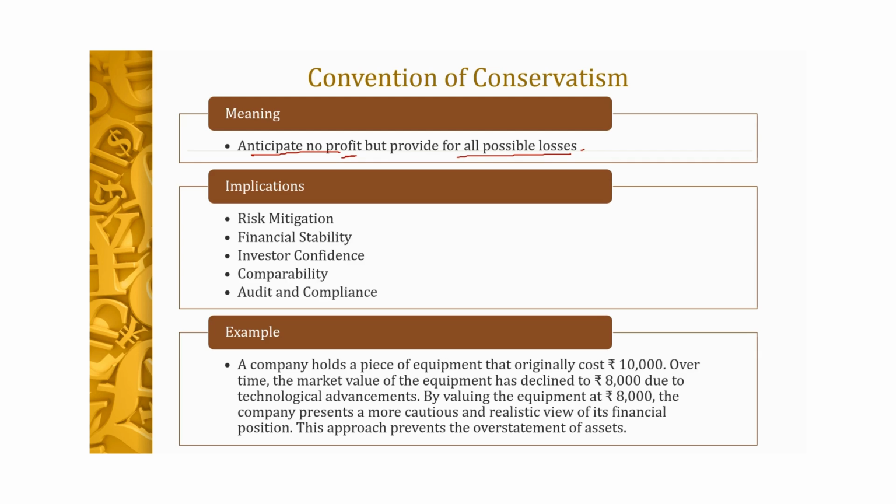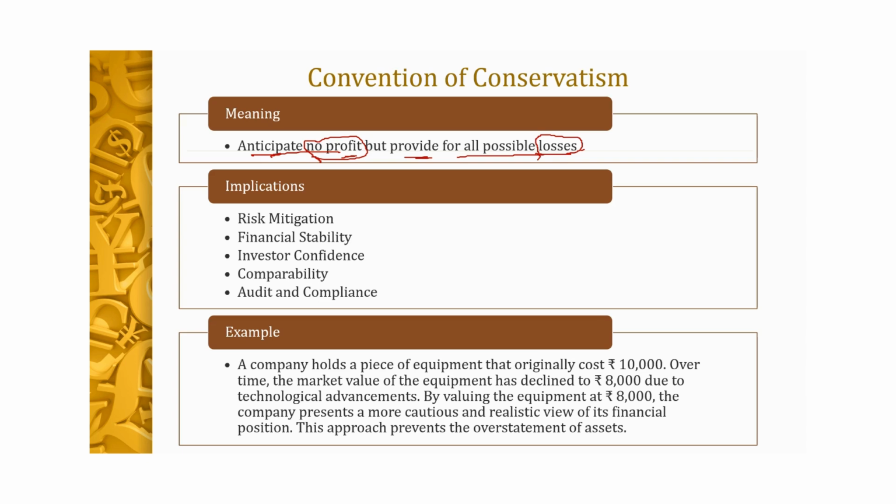अगर आपको profit हो रहा है, if you feel that there will be profit in the near future, you need not anticipate that. But अगर आपको लग रहा है कि near future में कुछ losses होंगी, you have to provide for all those possible losses. You have to maintain provision for all those possible losses. This is what the convention of conservatism says.